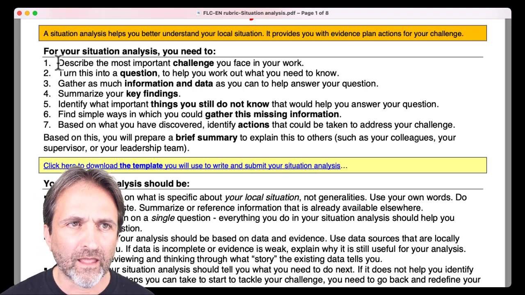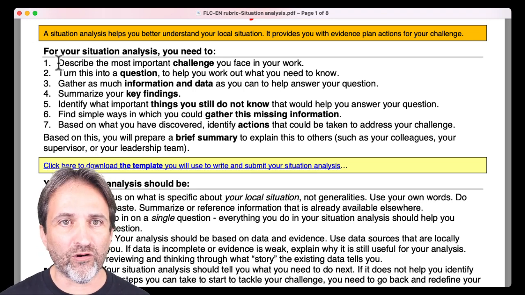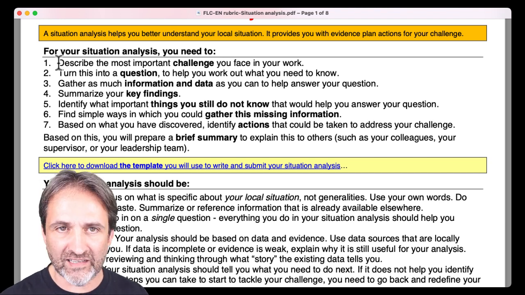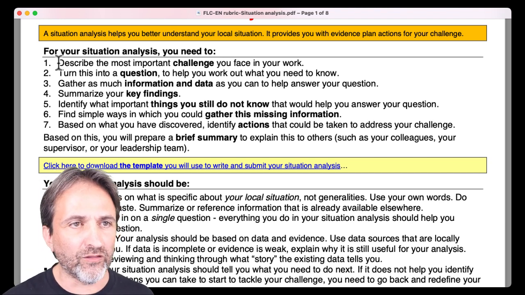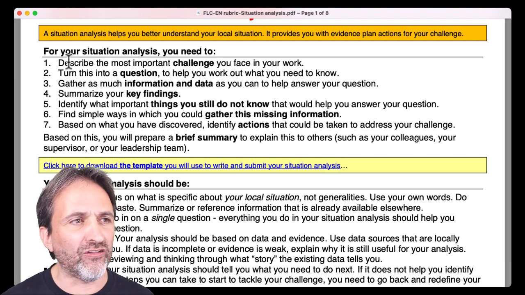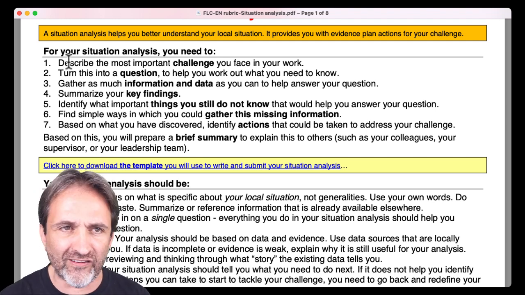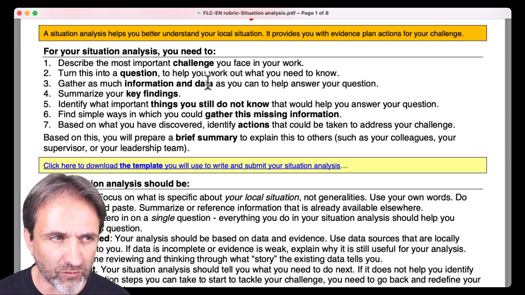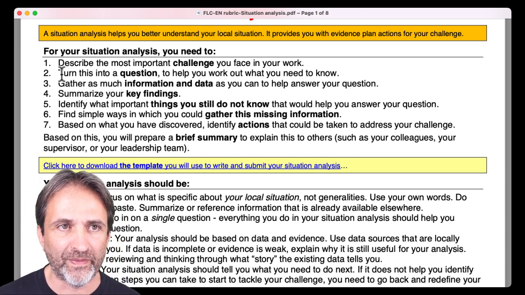So here, we want you to describe the most important challenge you face in your work. Now, it's the one you want to work on, all right, in the movement. So you've had plenty of opportunities to do that. You should know by now what it is. You may have changed it, but this is when you need to really focus in on one challenge.